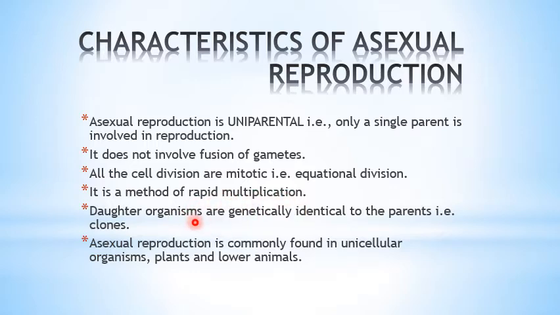Daughter organisms are genetically identical to the parents, and such daughter organisms are known as clones. So you must have heard the name clones. Clones means those which are genetically identical to the parents, basically the carbon copy of their parents. Asexual reproduction is commonly found in unicellular organisms, plants and lower animals.